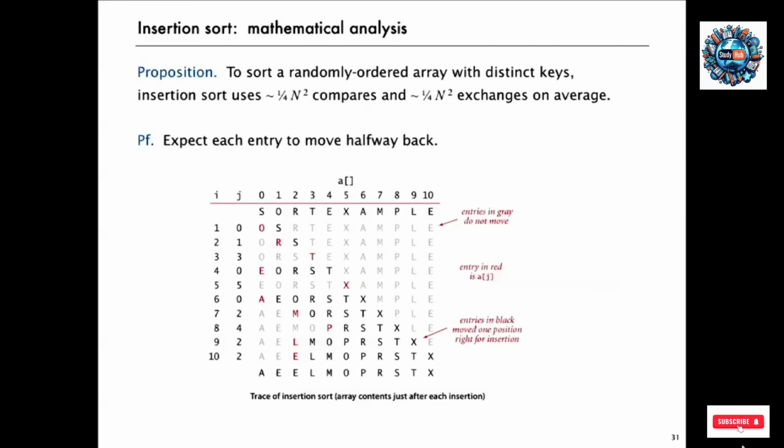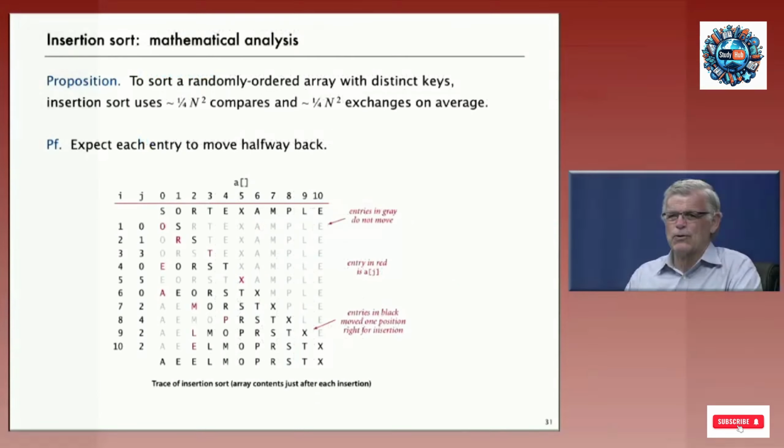What about the analysis of insertion sort? It's more complicated. Our proposition says that insertion sort, to sort a randomly ordered array with distinct keys, will use about 1/4 n squared compares and about the same number, 1/4 n squared exchanges on the average. This is more complicated to prove. It depends on the array being randomly ordered. And again, you can get a feeling for where the proposition comes from by looking at this n by n trace. Again, the black elements are the ones that we compare, and actually they're also the exchanges. The red one is the one that's finally put into place.